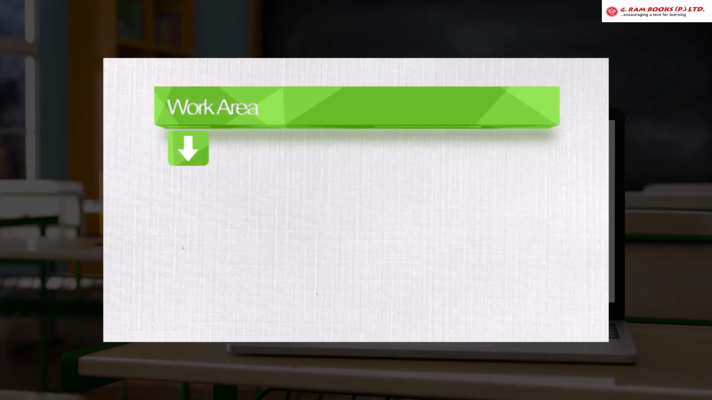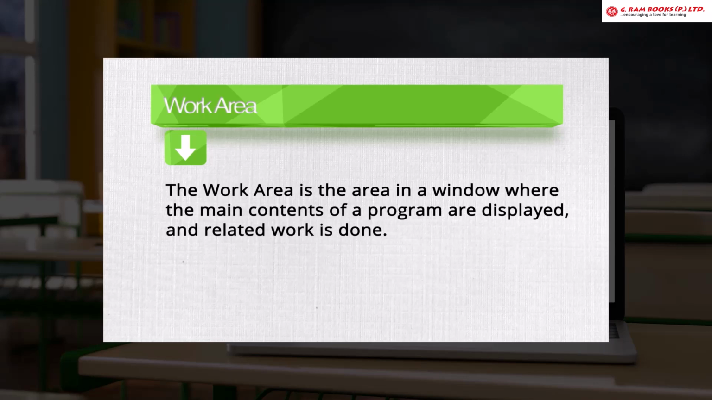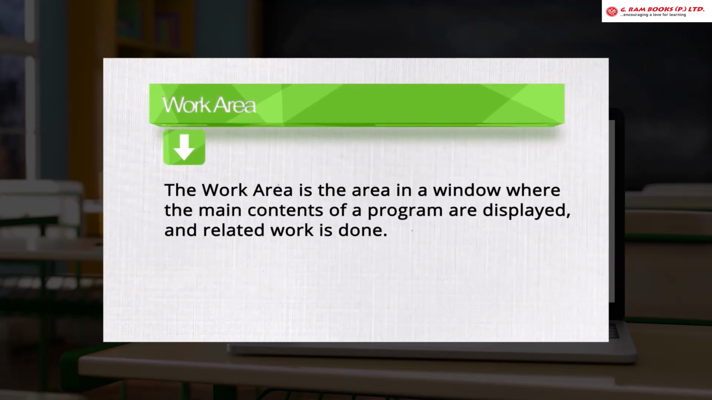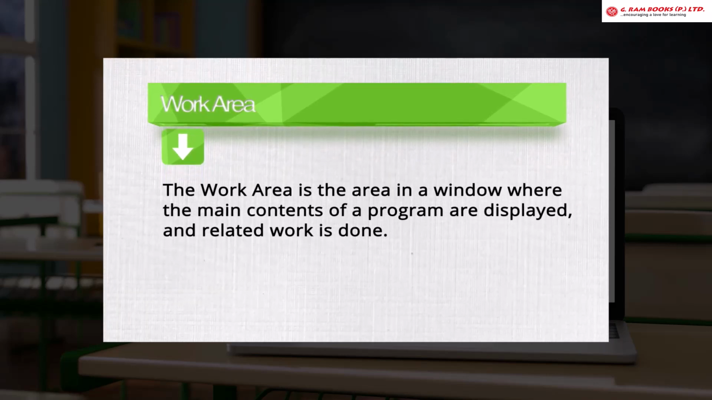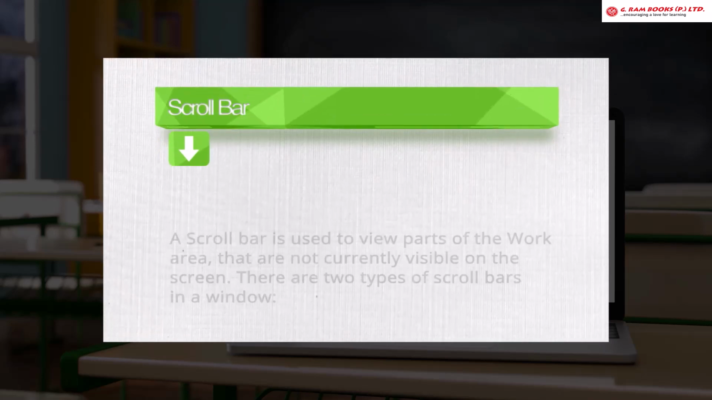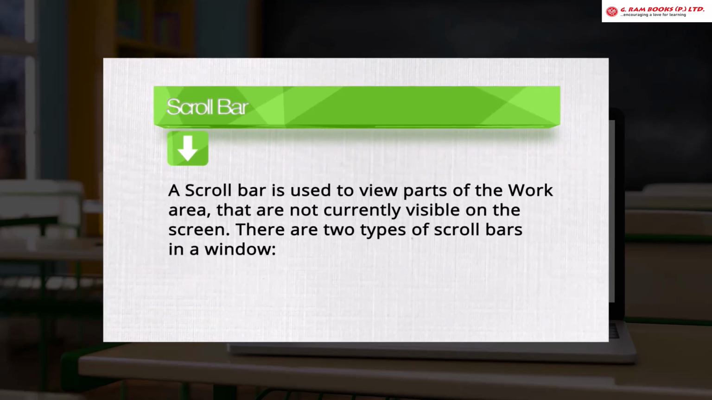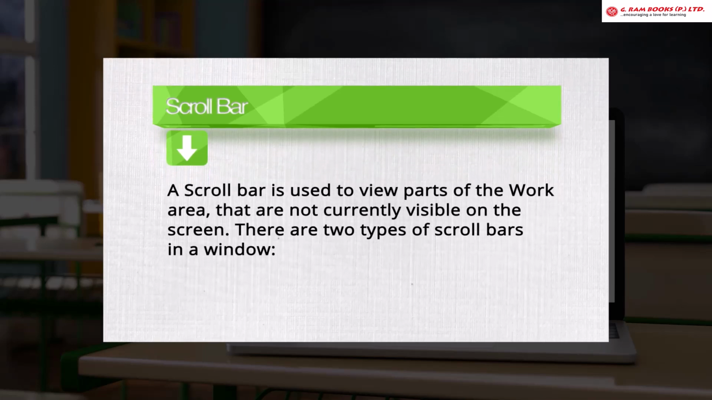Work area. The work area is the area in a window where the main contents of a program are displayed and related work is done. Scroll bar. A scroll bar is used to view parts of the work area that are not currently visible on the screen. There are two types of scroll bars in a window.